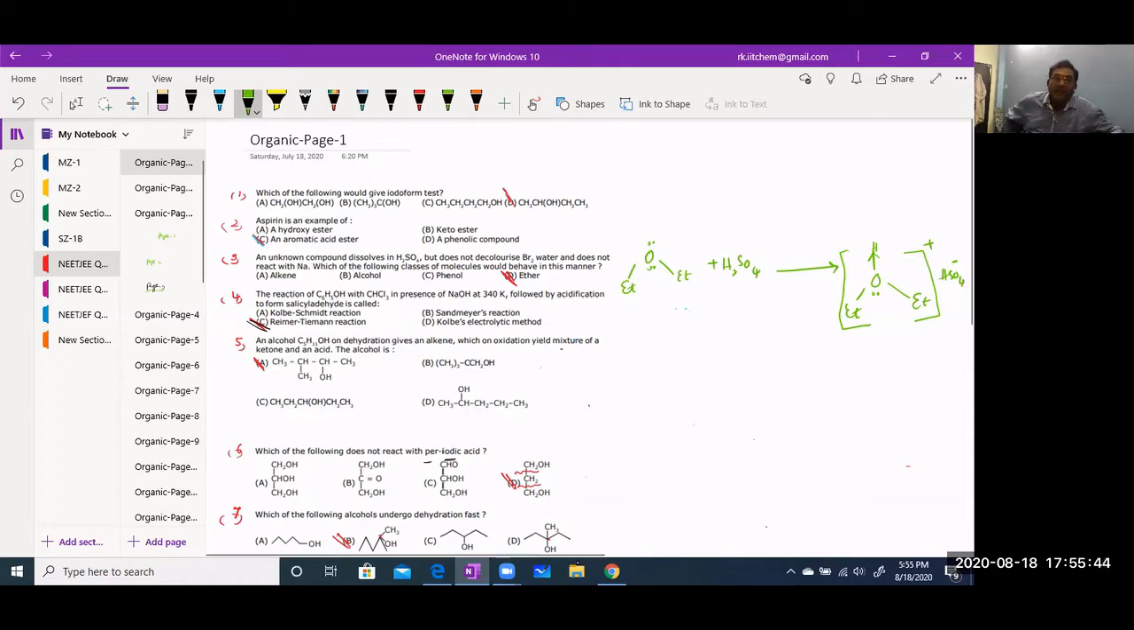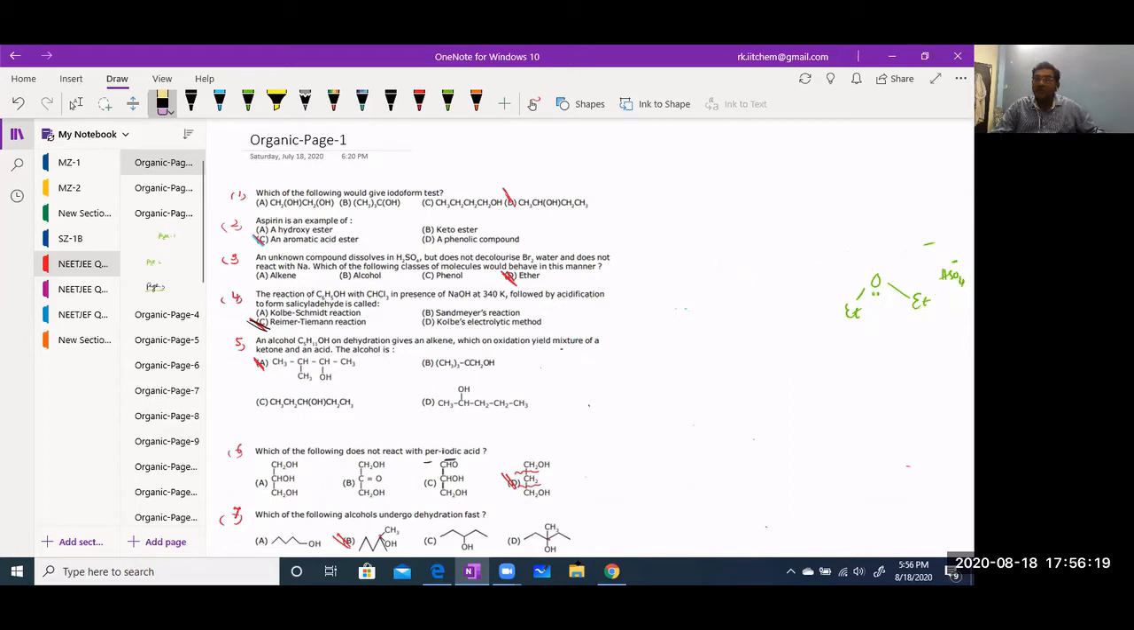It's very simple. The reaction of C6H5OH, that is phenol, with chloroform in presence of NaOH at 340 Kelvin temperature, followed by acidification, forms salicylaldehyde. So that's called the Reimer-Tiemann reaction, the Reimer-Tiemann formylation. What might be the possible questions here?